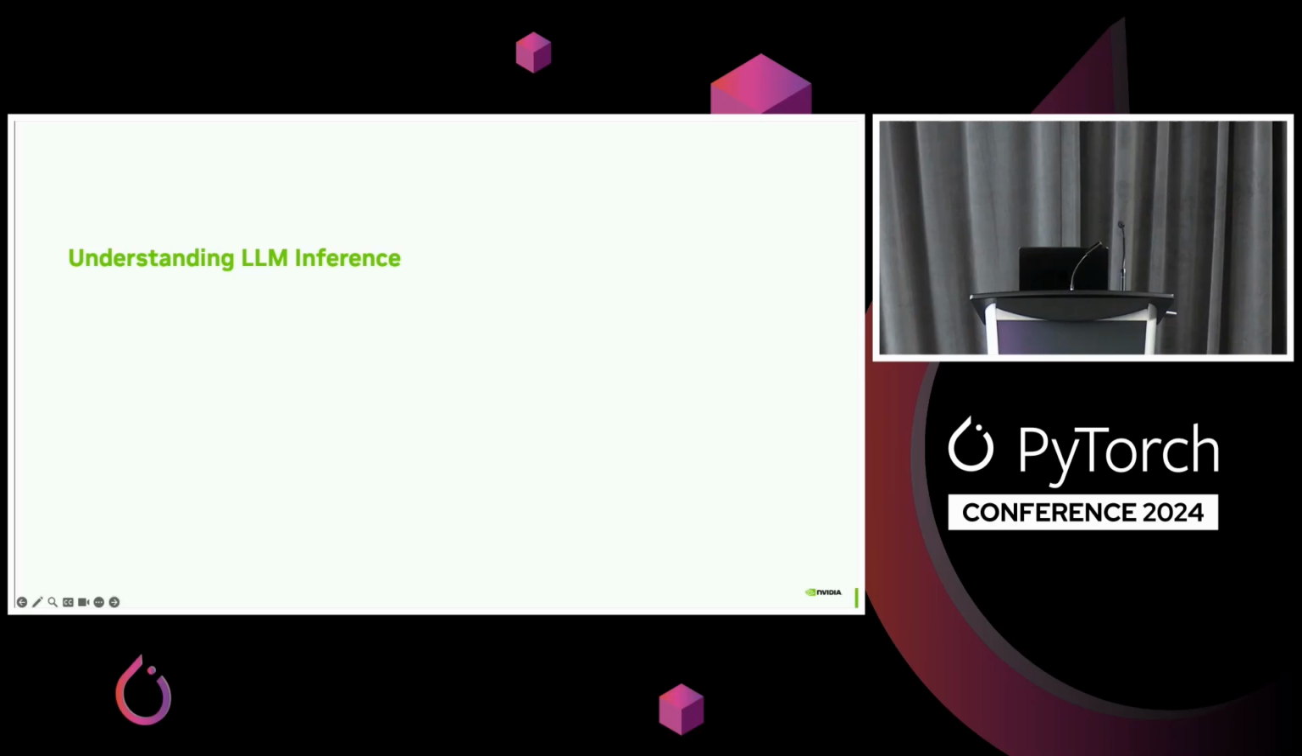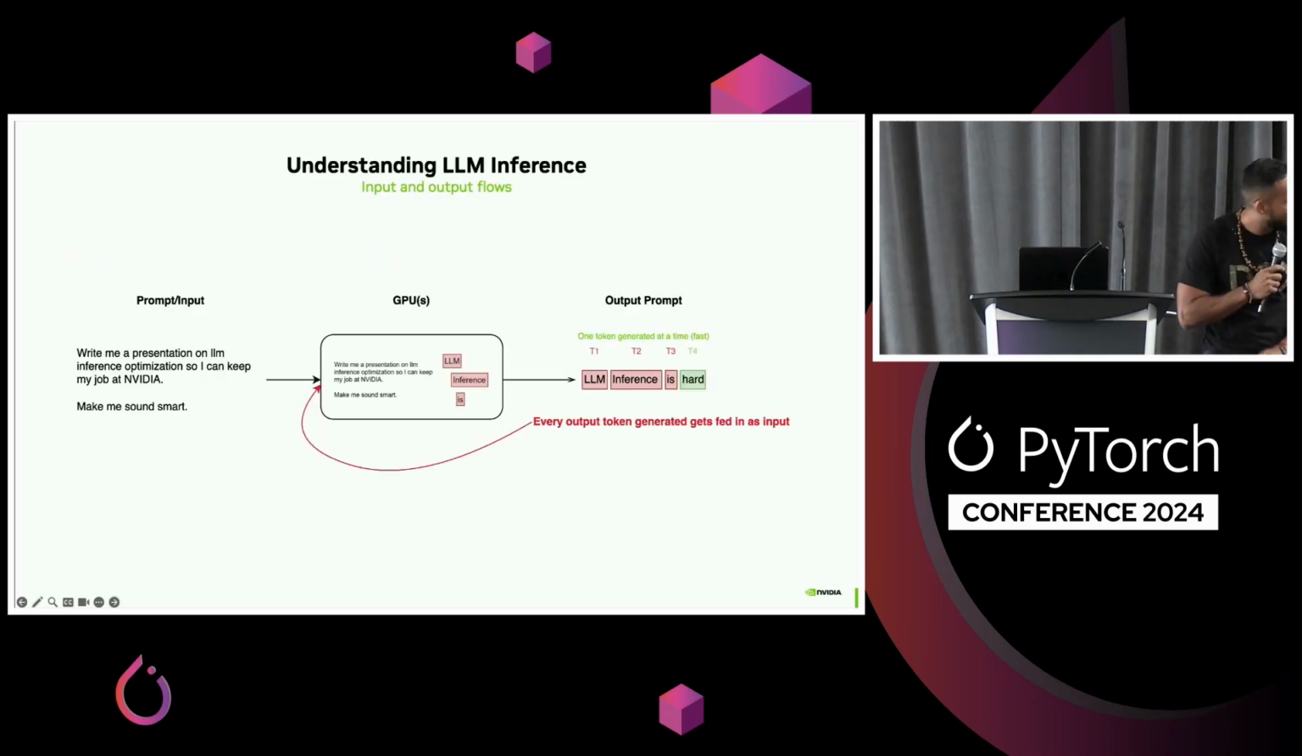Cool. All right. So in terms of understanding LLM inference, let's just look from left to right. Very simplistically, I'm sending a prompt to this LLM: write me a presentation on LLM inference, so I look smart and I keep my job at NVIDIA, okay? What I want you to look at is that box of the GPU. I'm actually putting it on the GPU. So just remember, every time we prompt an LLM, what are we doing? Occupying GPU memory, okay? Rule number one.